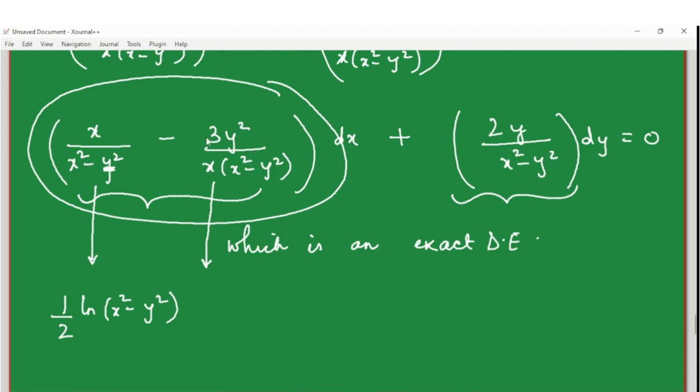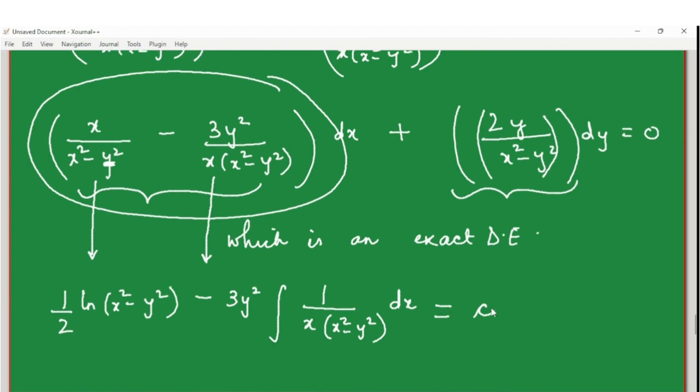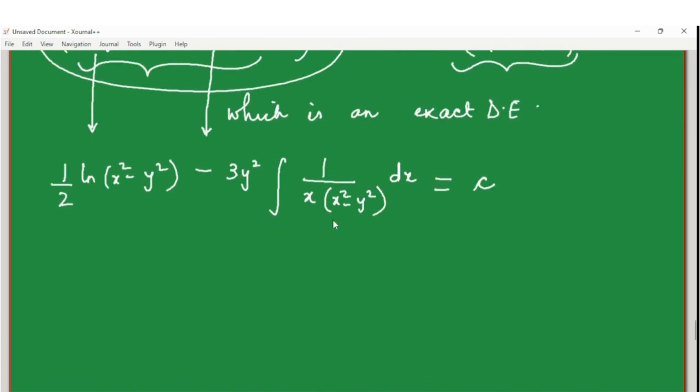Now we need to integrate the second term with respect to x, treating y as a constant. Since y is a constant, 3y square is like a constant. So it's minus 3y square waiting outside, and you just have to integrate 1 upon x into x square minus y square dx, which is very easy to integrate using partial fractions. And from here you have to take terms from N which are independent of x. There's no such term, because there's just one term, a single expression contributing to N, and there's no term independent of x in N. So N star is basically 0. You do not have any contribution from N here. So the final answer will be this equal to c.